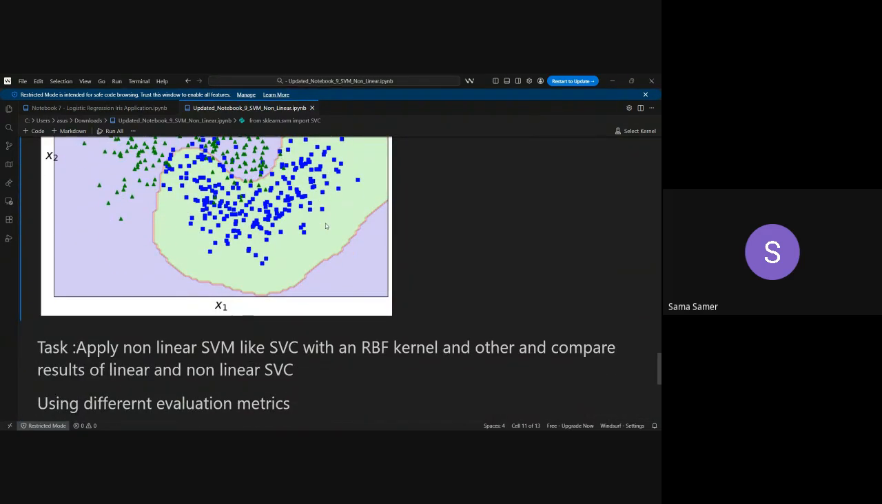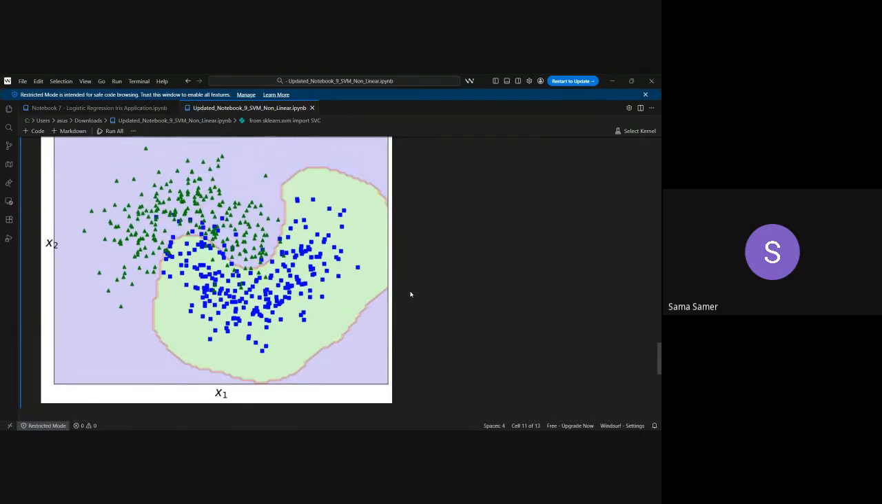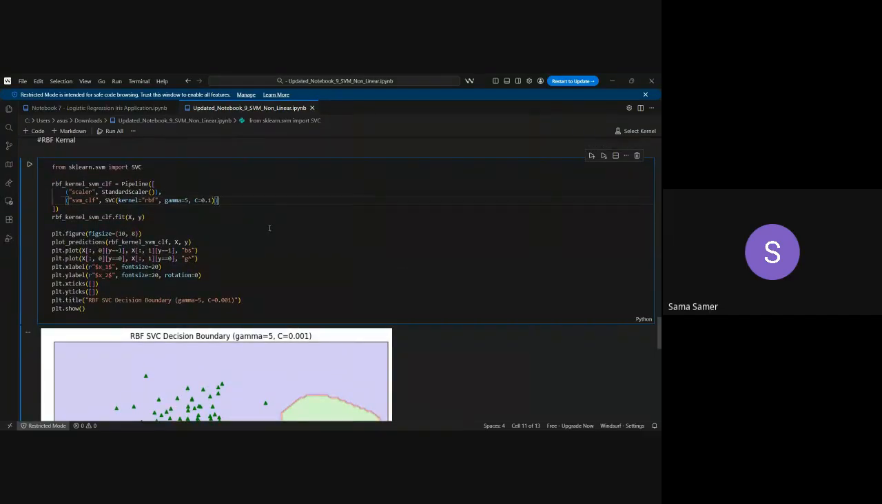And your task here is to apply a nonlinear SVM, like an SVC with an RBF kernel, and compare the results with the linear SVC. Is there any problem or anything that you don't understand correctly? If there are any problems, you can ask.